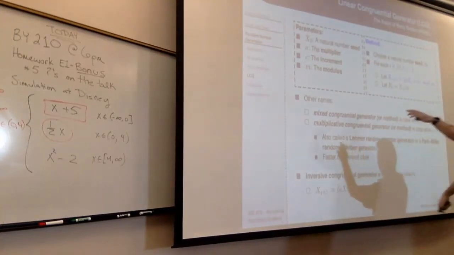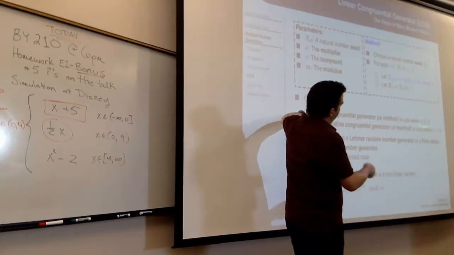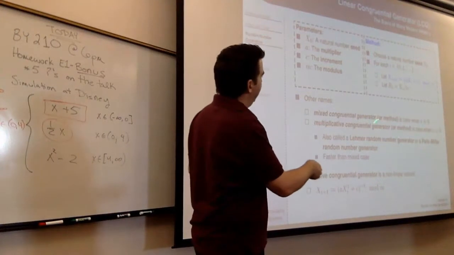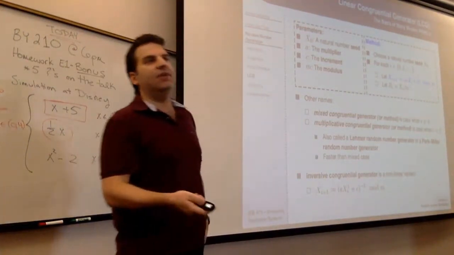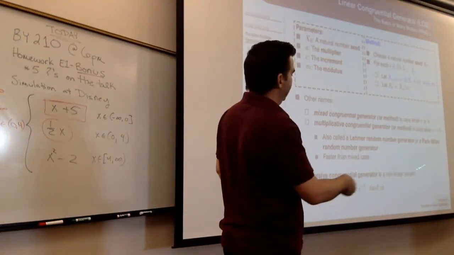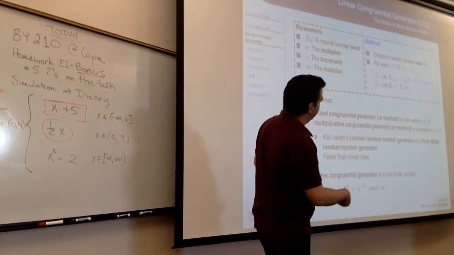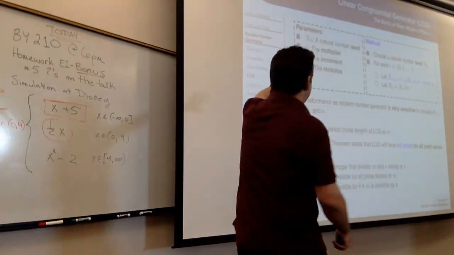And there's a couple of different names the book goes over, depending on whether the increment is non-zero or 0. If it's called multiplicative, that just means c is equal to 0. If it's called mixed, that means c is not equal to 0. And there's a bunch of other names you find in the literature. There's even other slight forms where they take the inverse.